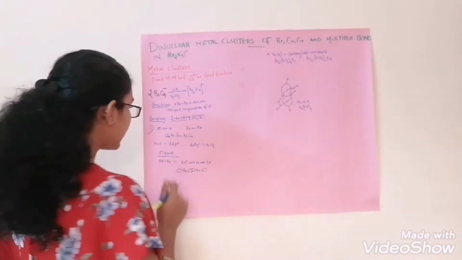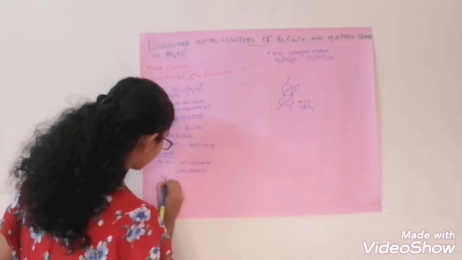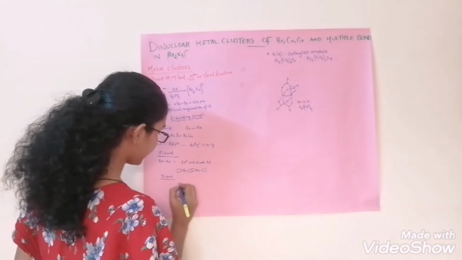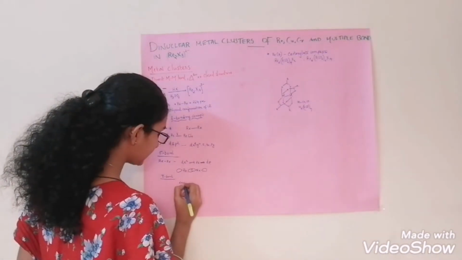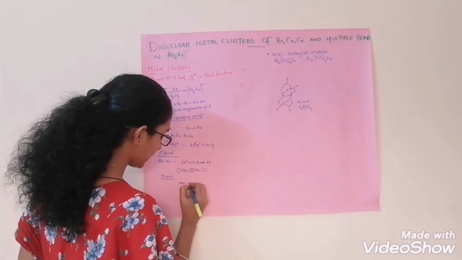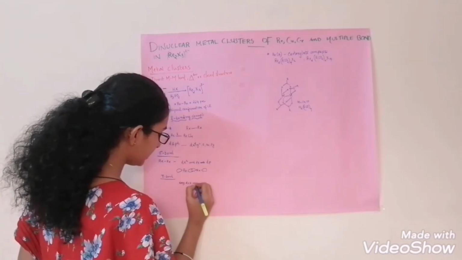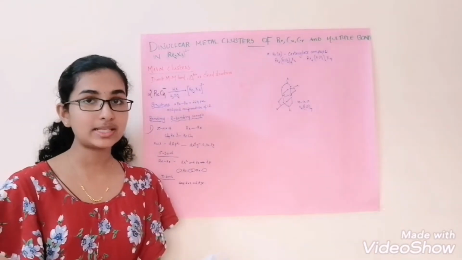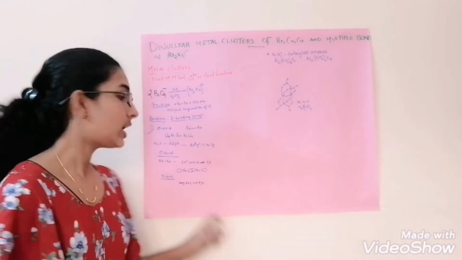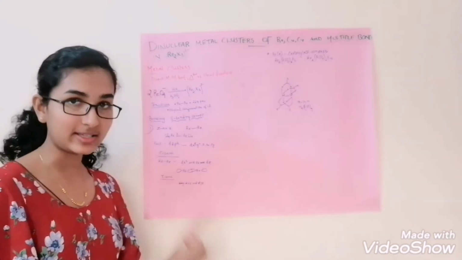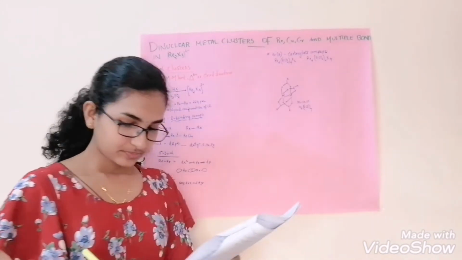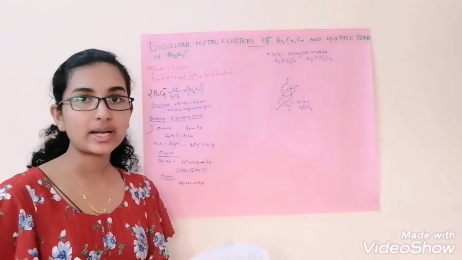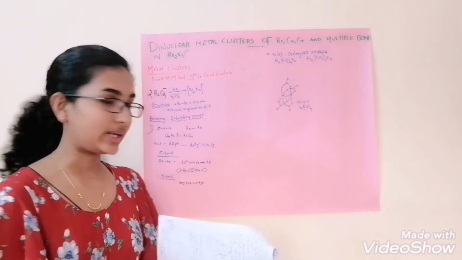Then comes the pi bond. The pi bond is formed using dxz and dyz. So the pi bond is formed using unhybridized orbitals, and these unhybridized orbitals here are the dxz and dyz orbitals. These dxz and dyz orbitals can overlap to form two pi bonds, one in the xz plane and one in the yz plane.